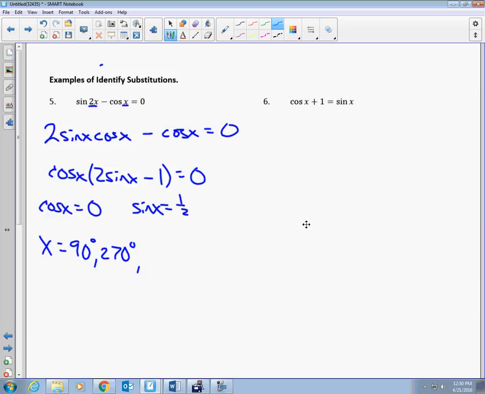And then sine is 1/2. Positive in which quadrants? 1 and 2. Inverse sine of 1/2, 30. My two angles are 30 and 150.